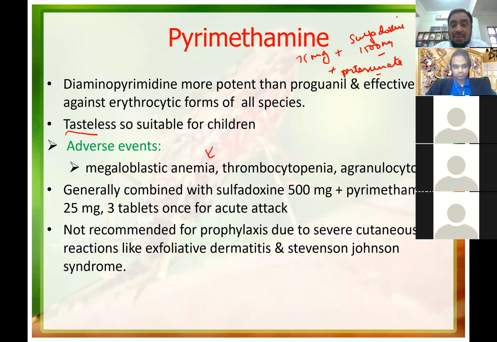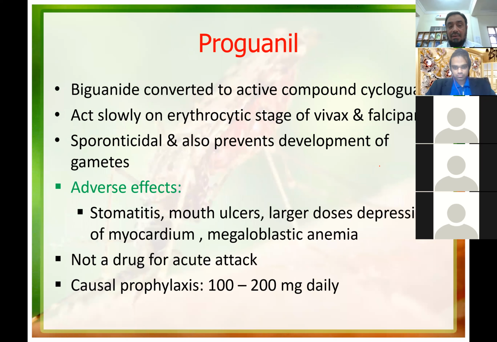So why is pyrimethamine not used for prophylaxis? Because of the adverse effect of Stevens-Johnson syndrome or severe cutaneous reactions. Proguanil is a prodrug converted to cycloguanil, which has the action of inhibiting the dihydrofolate reductase. Adverse effects are similar to pyrimethamine, that is megaloblastic anemia.